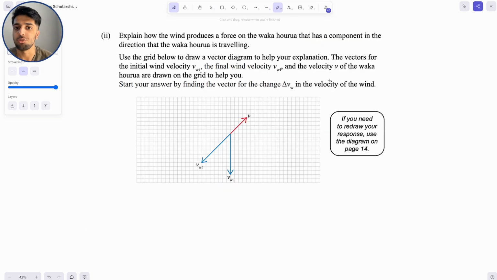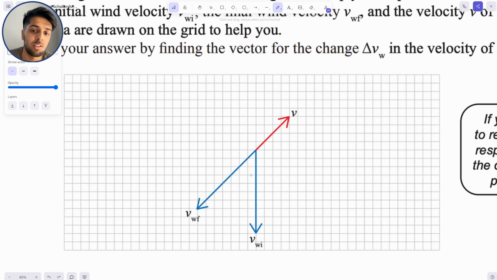Explain how the wind produces a force on the water that has a component in the direction that the water is traveling. Okay, we can move this VWI vector over here. And so that is 1, 2, 3, 4, 5, 6, 7, 8, 9, 10, 11 boxes. And we go up here.